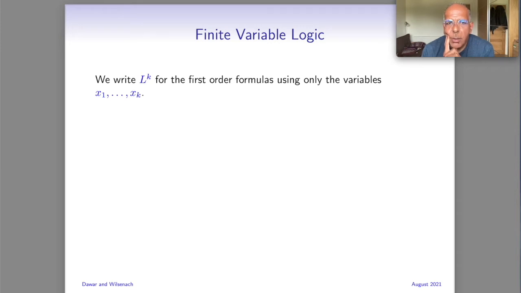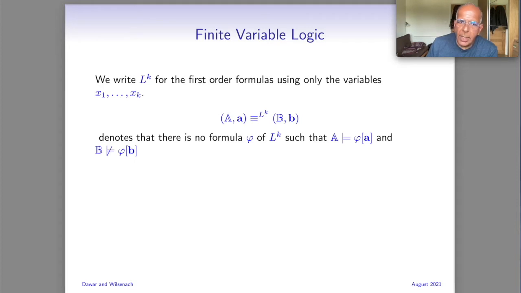We do this by considering fragments of first order logic. So now we're going to something rather weaker: a fragment of first order logic defined by limiting the number of variables. So we write LK for the collection of those first order formulas which use only the variables x1 through xk, though the same variable, of course, may appear bound repeatedly in several different places. So we're not limiting the number of quantifiers or anything like that.